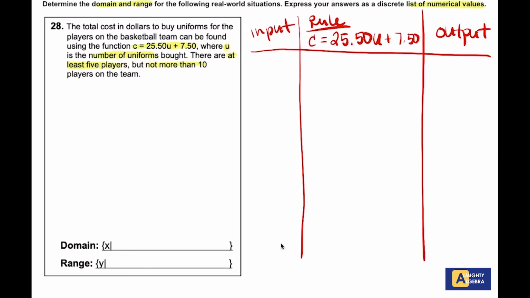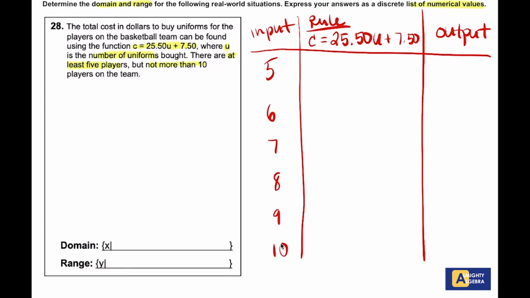Let's think about what's going on here. We have a basketball team, and they're telling us that there are at least 5 players, but not more than 10. So we need uniforms for at least 5 people, but not more than 10. So 5, 6, 7, 8, 9, and we stop at 10 because there cannot be more than 10 people on a team. So those are my inputs.